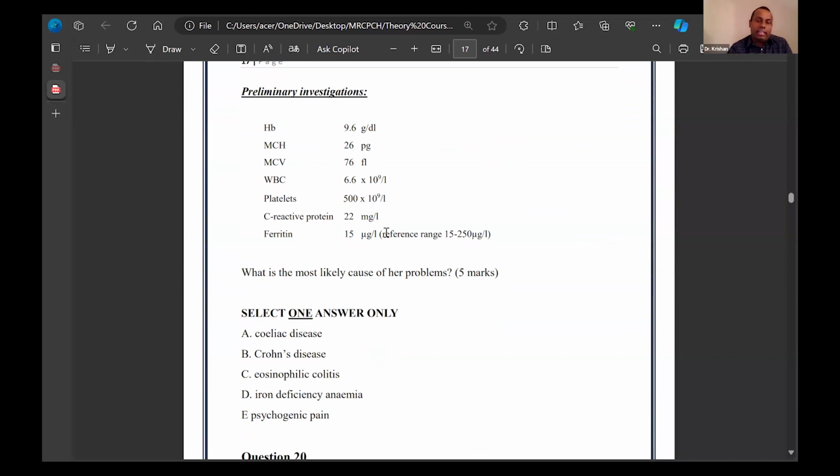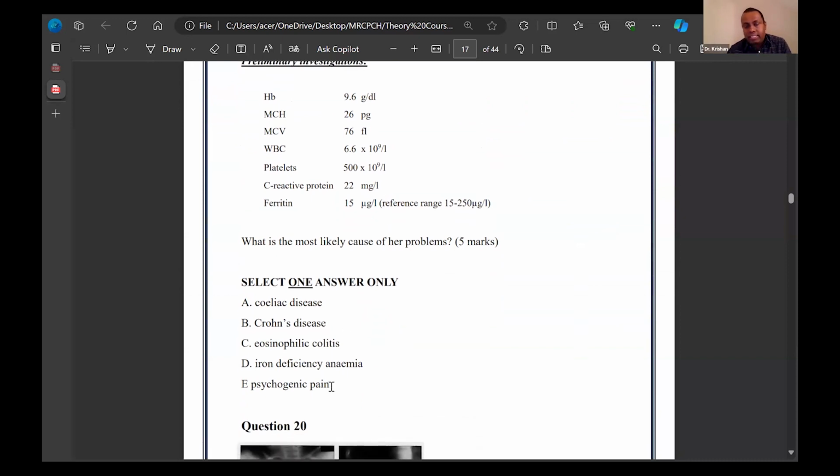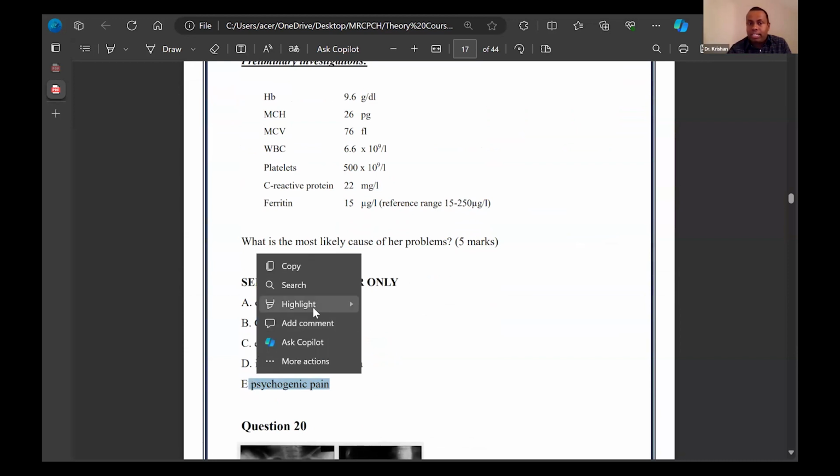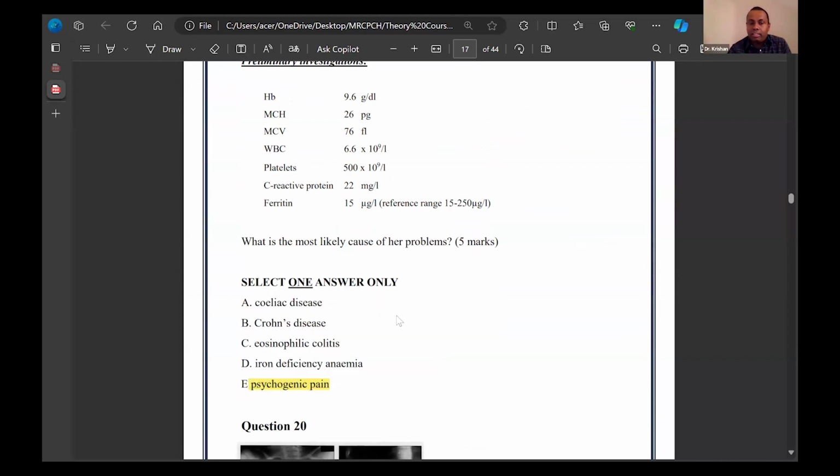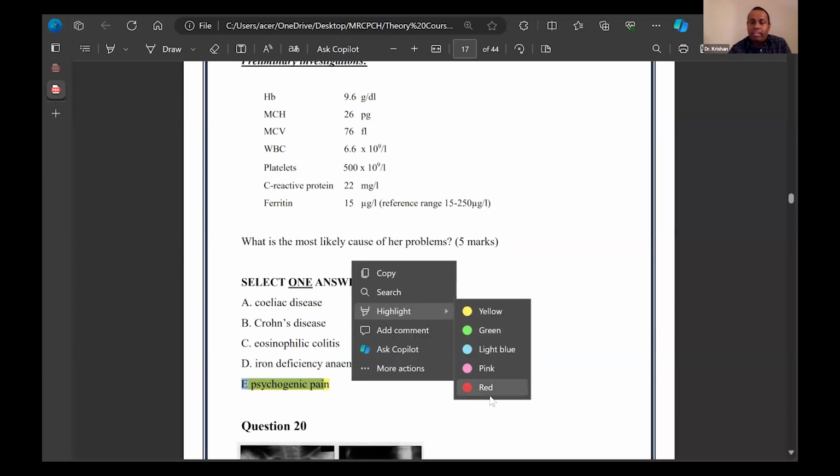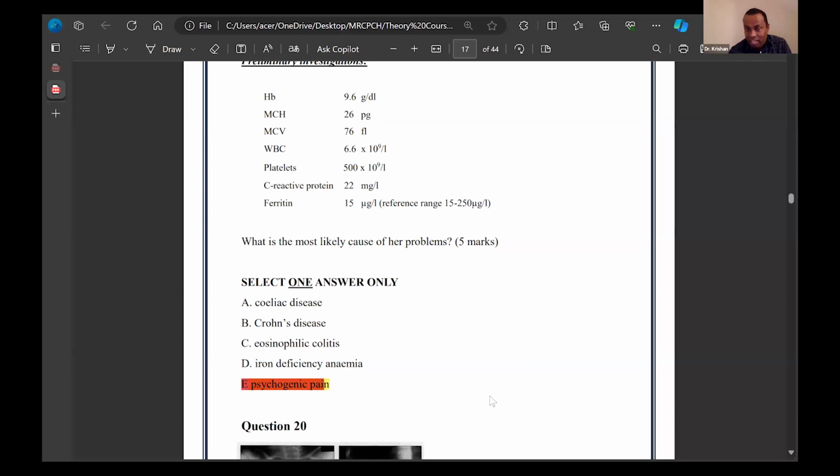Now see, psychogenic pain is highly unlikely. Psychogenic abdominal pain could be a possibility when children of adolescent age come and present with complaints of abdominal pain. However, that should not cause obviously anemia, oral ulcers, short stature. No, that is not compatible.